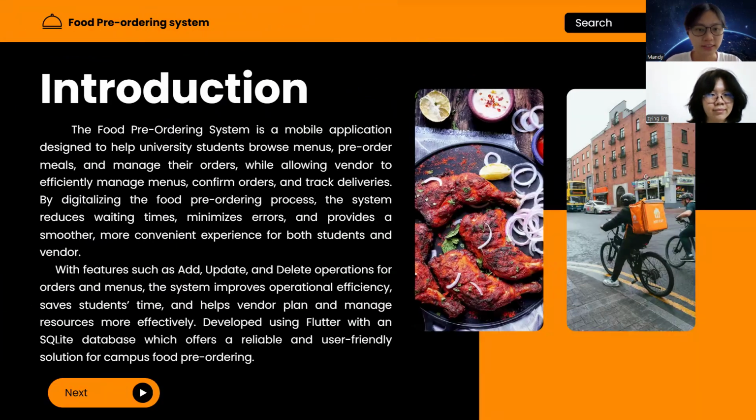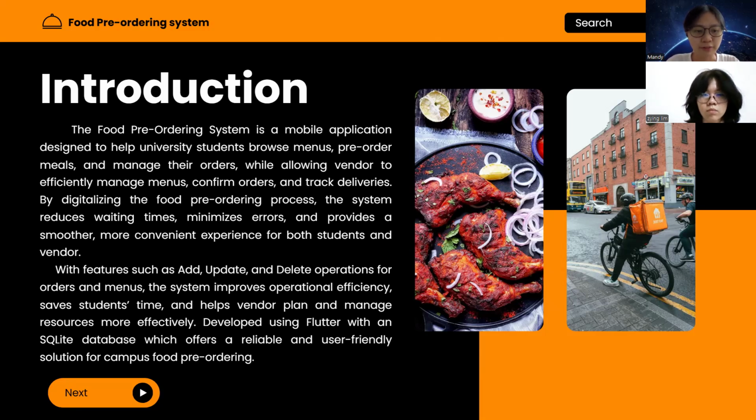So the Food Pre-ordering System is actually a mobile application designed to help university students browse menus, pre-order meals, and manage their orders. At the same time, it allows the vendor to efficiently manage the menus, confirm orders, and track deliveries. By digitalizing the food pre-ordering process, the system reduces waiting time, minimizes errors, and provides a smoother and more convenient experience for both students and vendors.